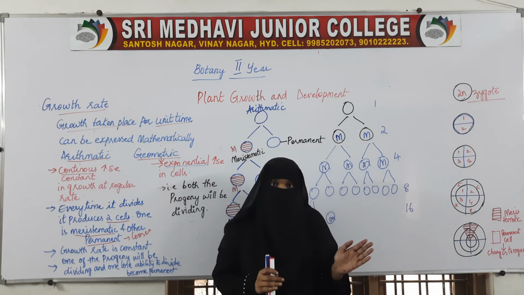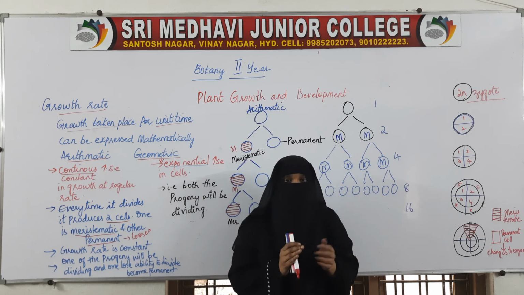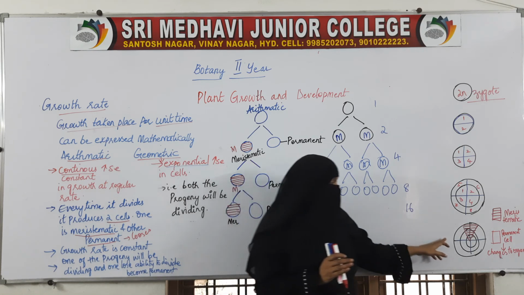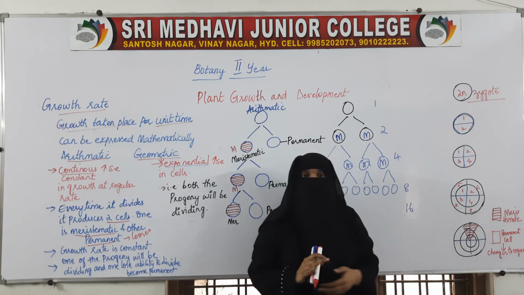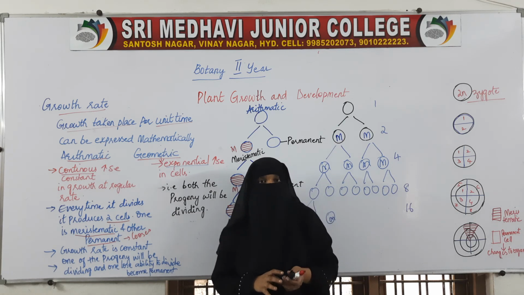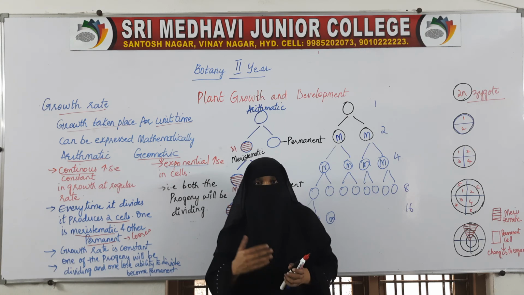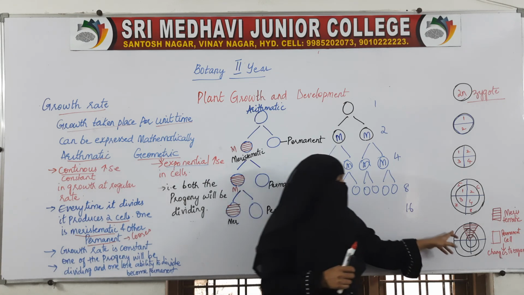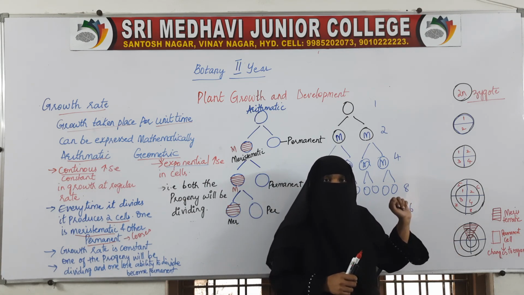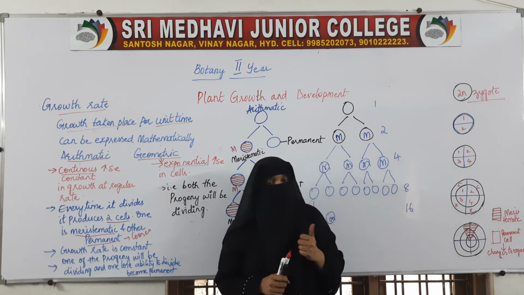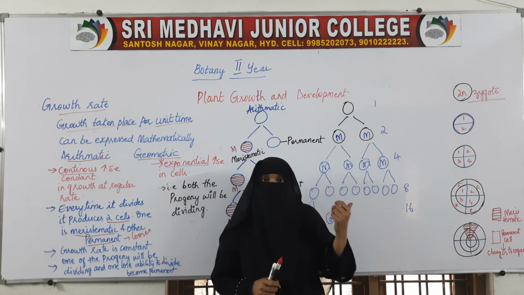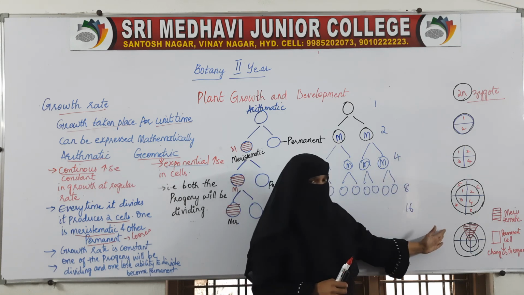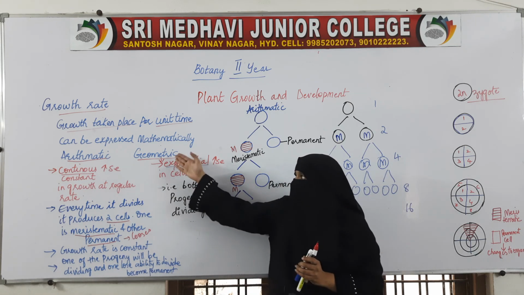That is, the cells will be given a particular task to complete. They will be assigned a specialized function. The permanent cells will be assigned a specific task to perform, and they will change into permanent cells. That process is called differentiation. So out of these 32, 8 will be meristematic and the other 16 will be differentiated and change into permanent tissues. This type of growth is called geometric growth rate.